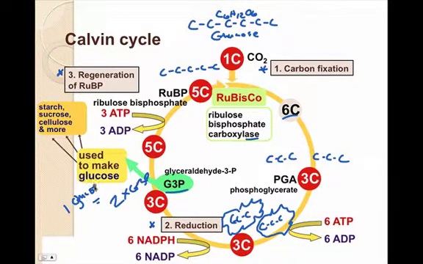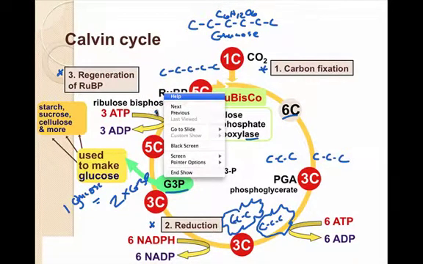So when we take 2 of these G3Ps and make a glucose, that glucose can then go on to make starch, cellulose, etc. Now, what happens is you take those off, you end up with a 5-carbon compound that is regenerated back into RuBP so it can be used again.